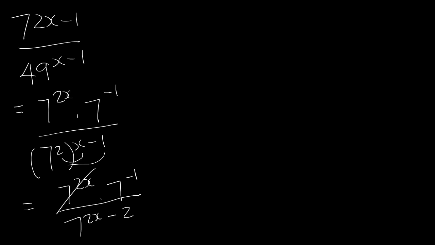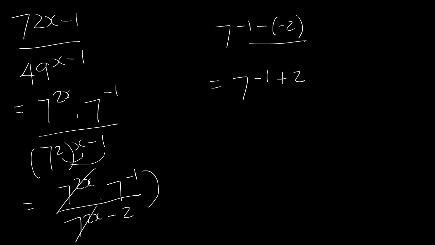So clearly we can see that these two cancel off. So we're left with 7 to the minus 1 minus minus 2. It's the top minus the bottom. Alright, so our answer using BODMAS will be 7 to the minus 1 plus 2, and it'll be 7 to the 1, and our final answer will be 7.